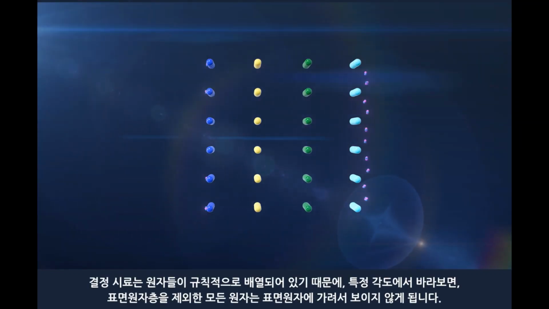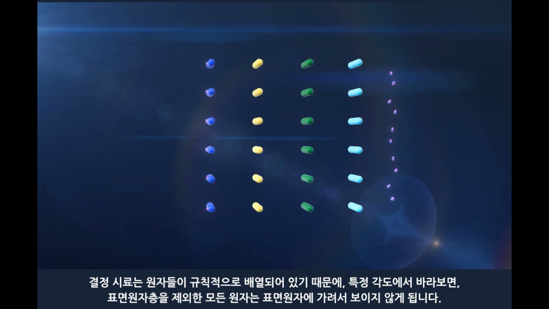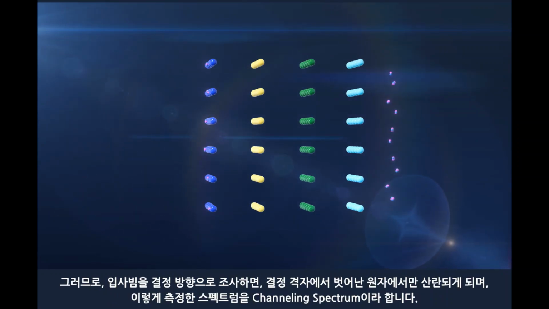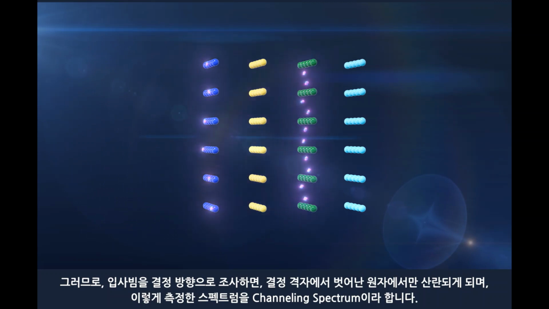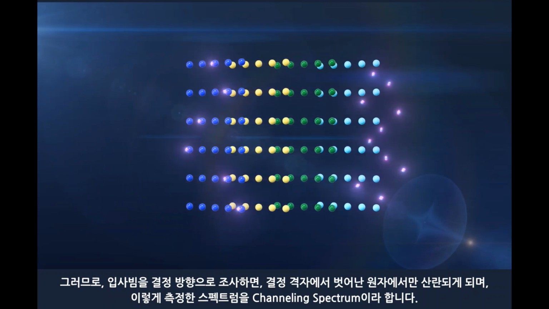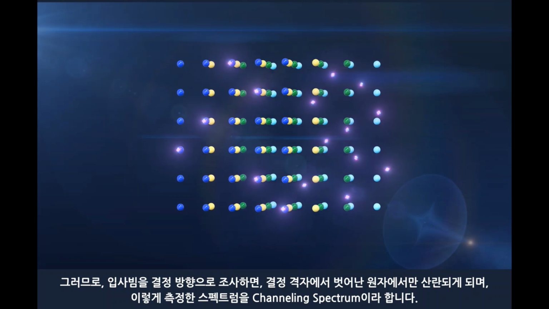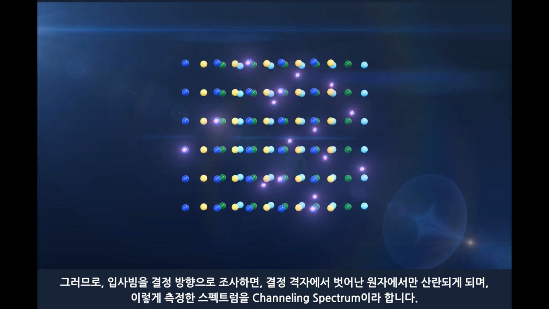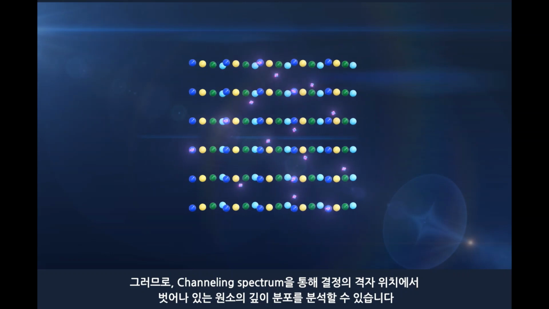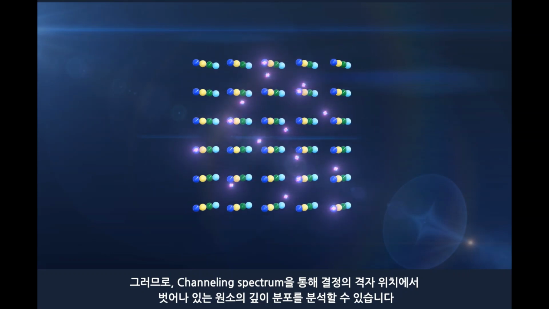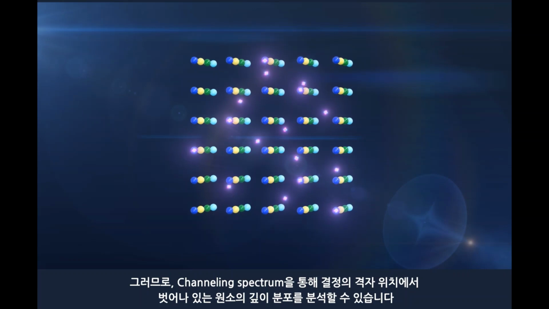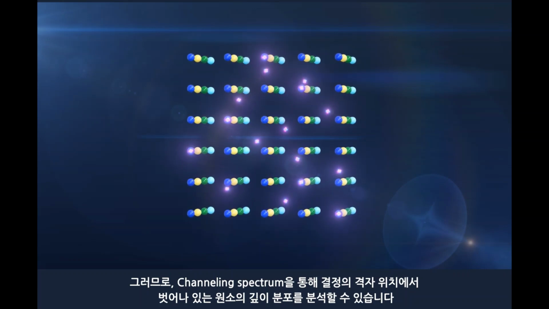Because the atoms of the crystal samples are lined up side by side, when viewed from a certain angle, all atoms except those in the surface atomic layer are hidden by the surface atoms. Therefore, when the incident beam is irradiated in the lattice direction of the crystal, it is scattered only from the surface atoms and atoms that are displaced from the crystal lattice, and the spectrum measured in this manner is called a channeling spectrum. Therefore, by measuring the channeling spectrum, the depth distribution of the elements that are displaced from the crystal lattice can be analyzed.